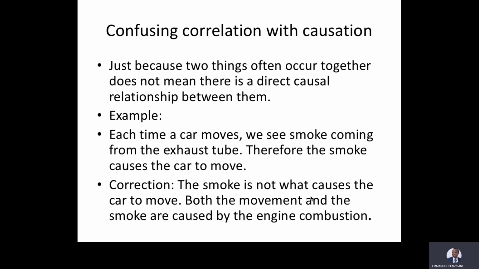Then we have confusing correlation with causation. Just because two things occur together always doesn't mean there's a direct causal relationship between them. Example, each time a car moves, we see smoke coming from the exhaust tube. Therefore, the smoke causes the car to move. So to correct it, we'll say the smoke is not what causes a car to move. Both the movement and the smoke are caused by the engine combustion. So it is the engine causing both. The engine causes both the movement of the car and the smoke coming out from the car.